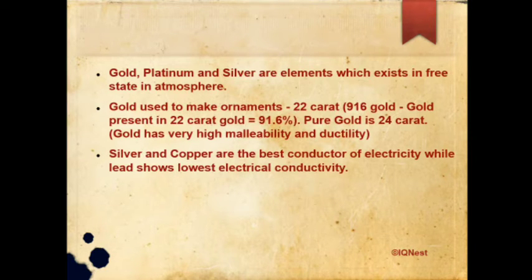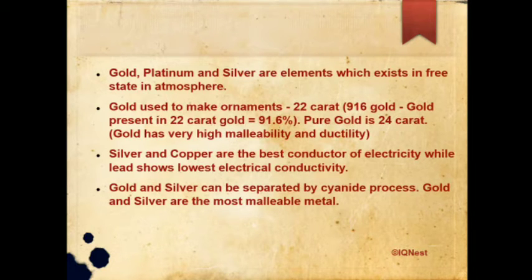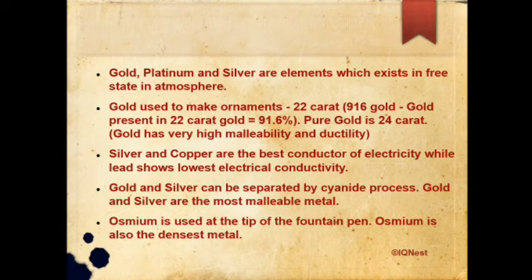The next point, silver and copper are the best conductors of electricity while lead shows the lowest electrical conductivity. The next point, gold and silver can be separated by the cyanide process. Gold and silver are the most malleable metals. Next point, osmium is used at the tip of fountain pens. Osmium is also the densest metal in the periodic table.